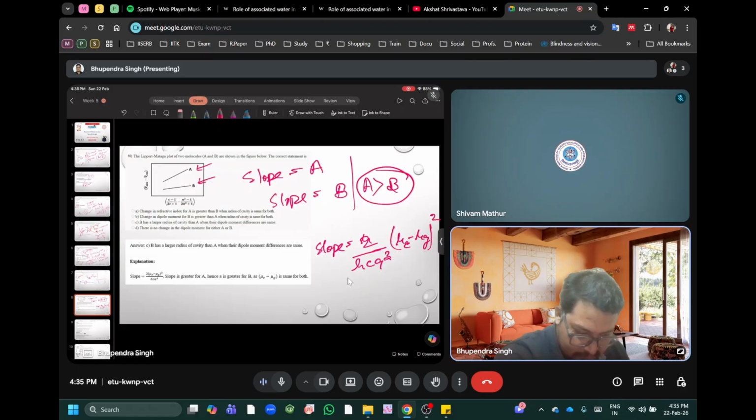The change in the refractive index for A is greater than B when radius of cavity is same. I don't think so. In the expression of the slope, is there any involvement of the refractive index? Next, the change in the dipole moment for B is greater than A, and radius of the cavity is same for both.